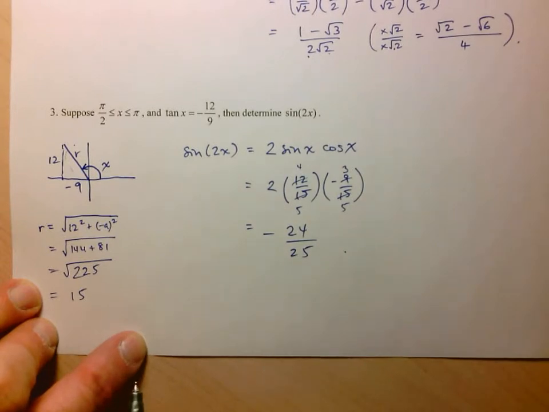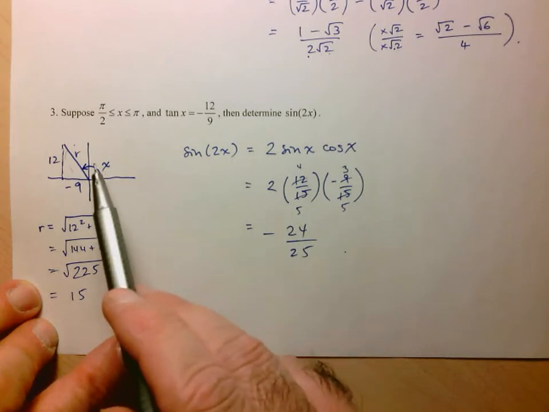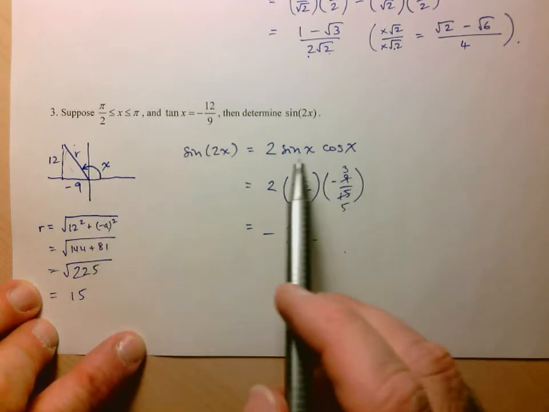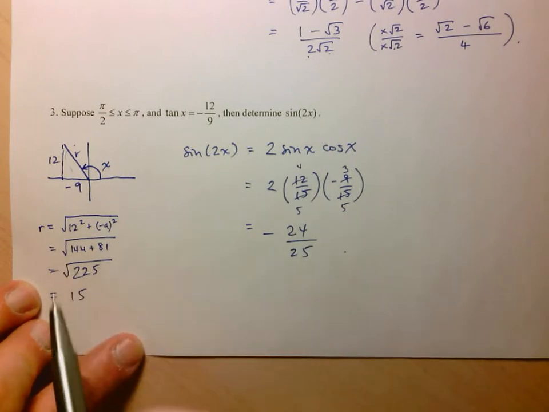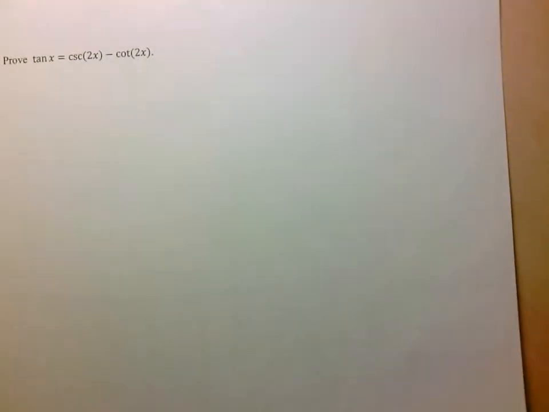Okay, so just to recap here, notice that we didn't ever actually determine what x was, but given the information with tangent, we were able to determine sine and cosine by using good old Pythagoras. Okay, so let's move on to page 2. Just get page 2 there.